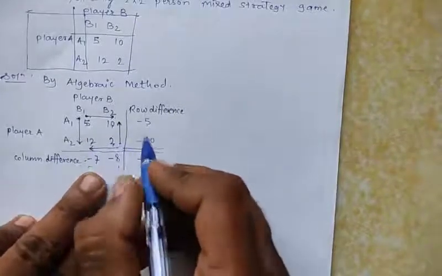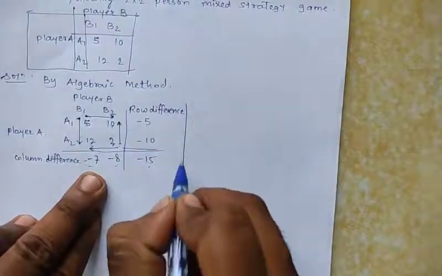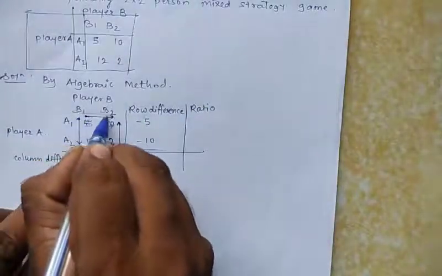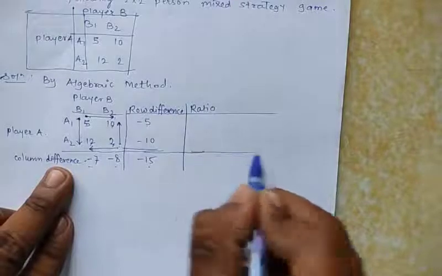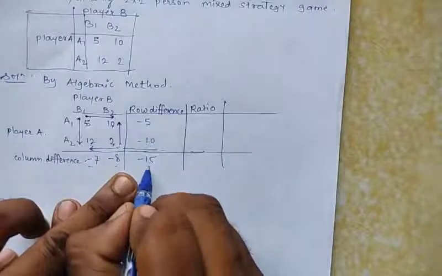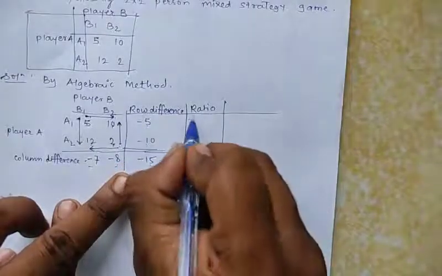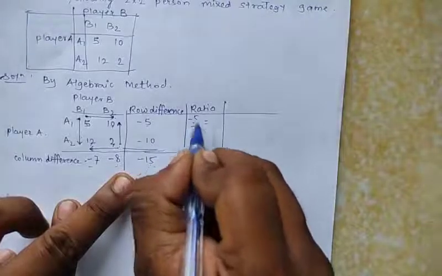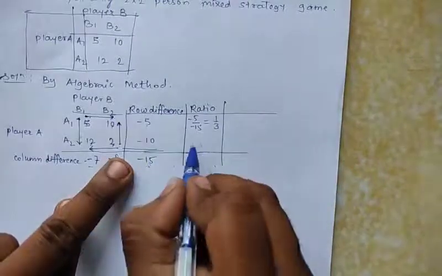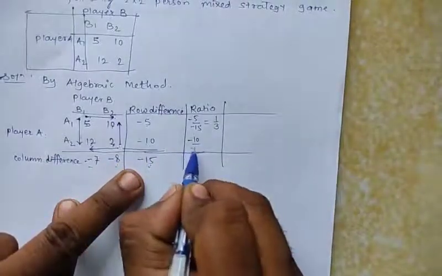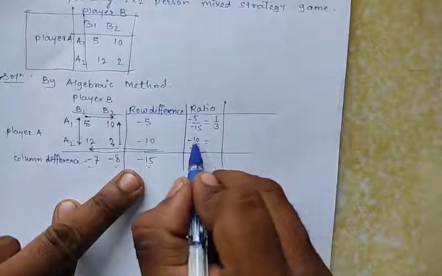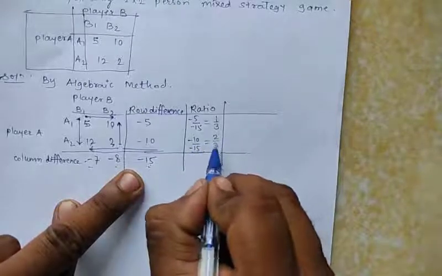Now next is ratio. Our addition of these two values is minus 15. So minus 5 upon minus 15. After calculating, the minus sign gets cancelled, 5 upon 15 which is 1 upon 3. And here minus 10 upon minus 15. After cancelling the minus sign and dividing both sides by 5, we get 2 upon 3.